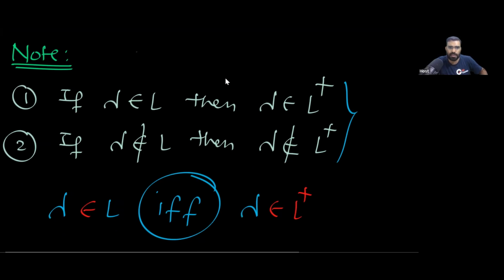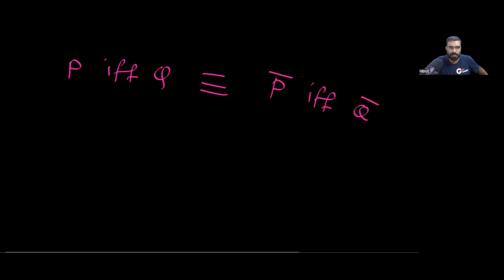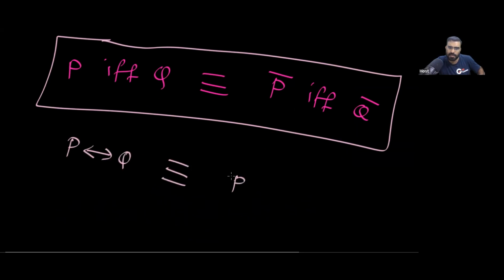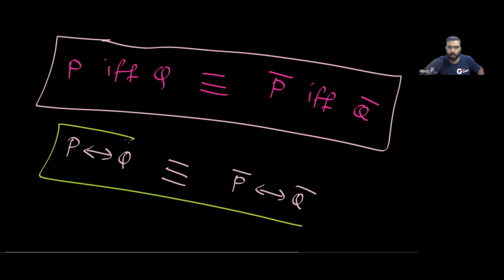That is the benefit of if and only if. We already know that P if and only if Q is the same as P bar if and only if Q bar. Yes or no? This we have already seen in propositional logic. This is the benefit of if and only if.